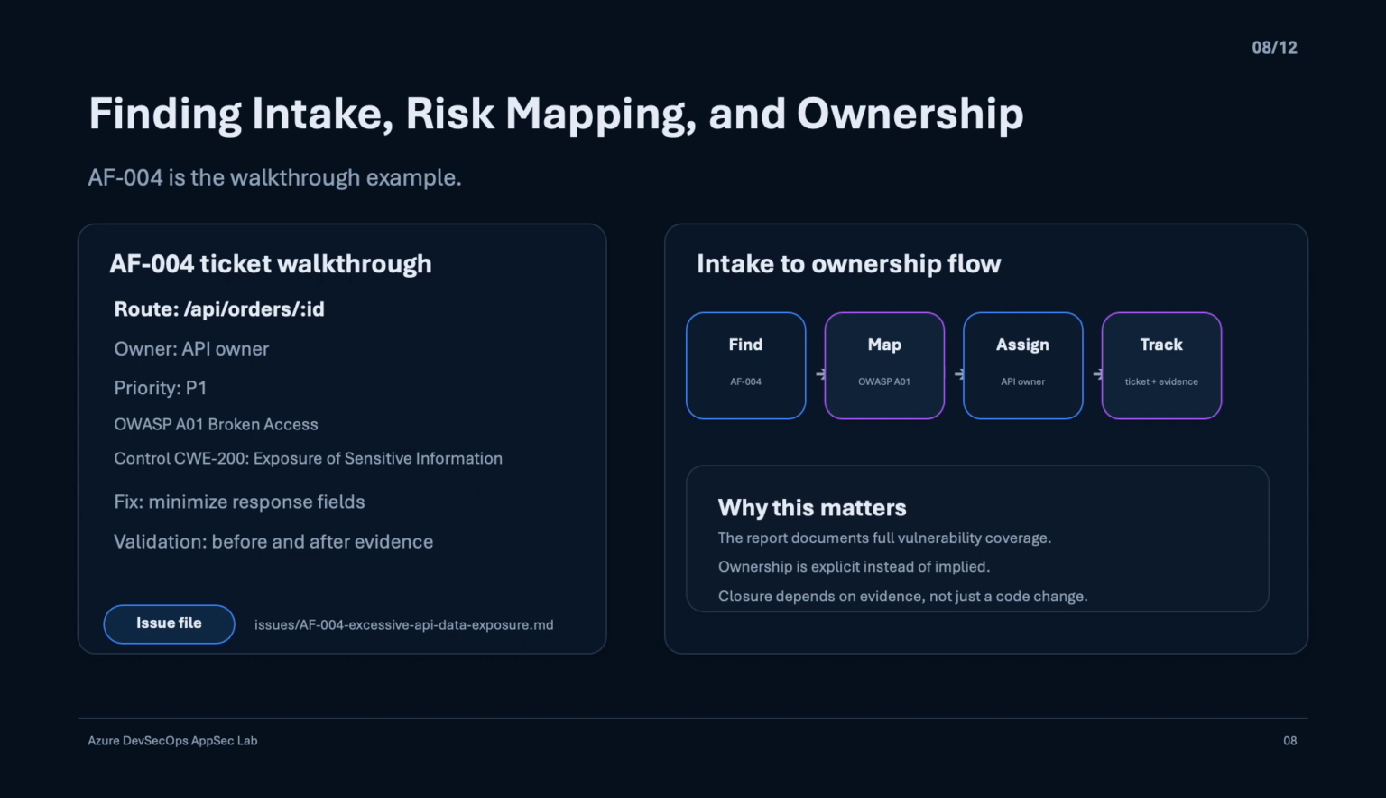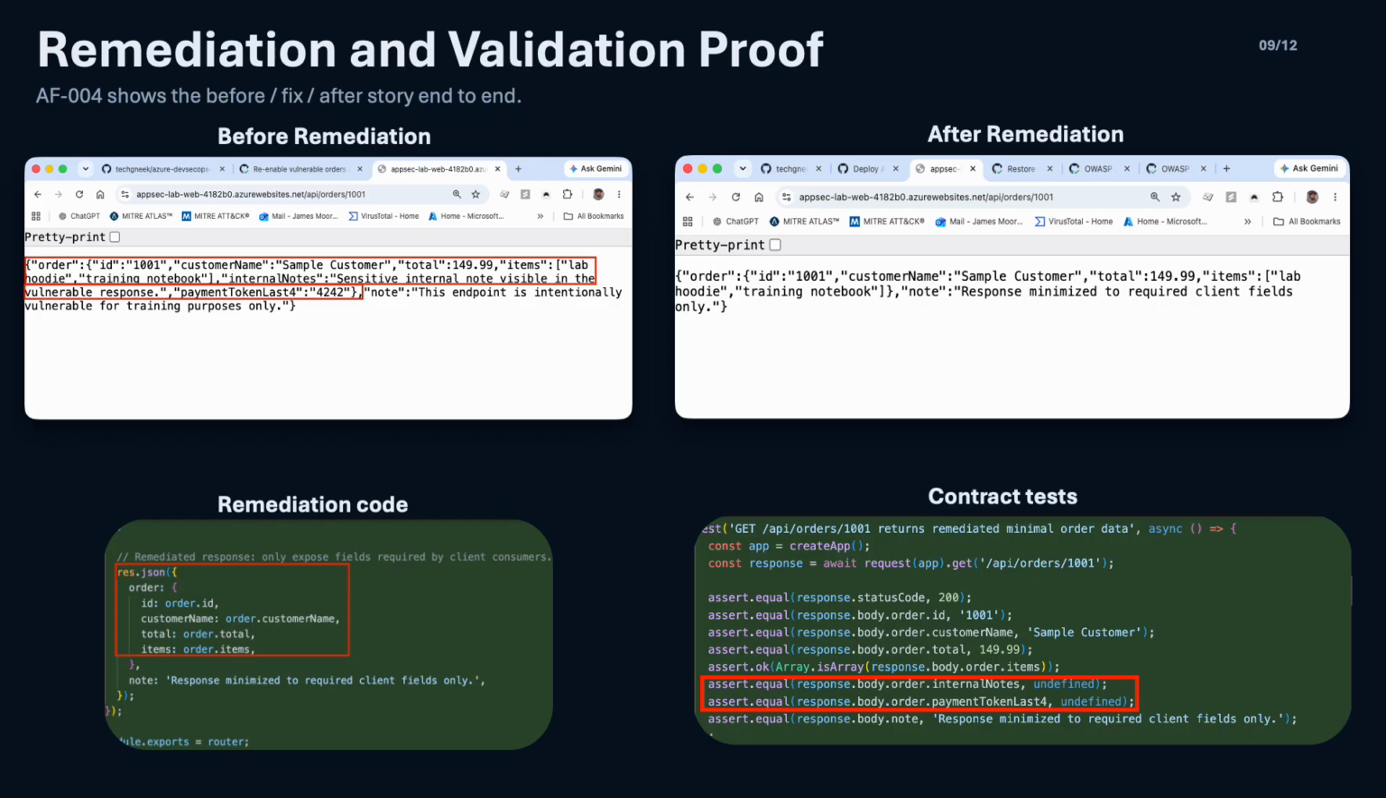So now I'll show you the before and after evidence for this remediation that we're discussing right now. All right, so this slide just shows us the remediation and validation proof for ticket AF-004. On the before side, the API response returned internal-only fields. Those fields were not needed by the client and should not have been exposed in a public response. The remediation was to update the API response logic so it only returns the fields that are required, things like the order ID, customer name, total, and items.